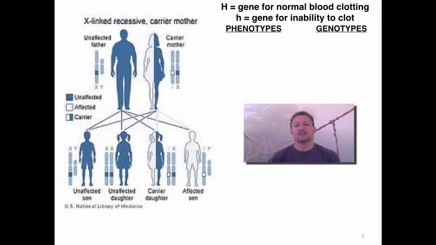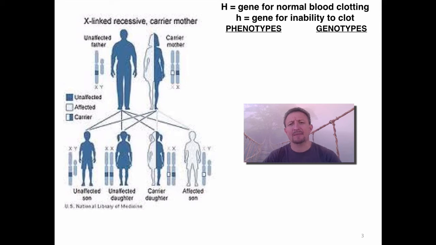So if you've got an unaffected dad with a carrier mother, you've got a 25% chance that you'll have a son who's going to have the disease. So let's go through it in a little bit more detail, and let's look at the hemophilia chromosome. If we say capital H is going to be the gene for normal blood clotting, and little h is going to be the gene for hemophilia, or the inability to clot, then we can look at the phenotypes and genotypes of what happens.